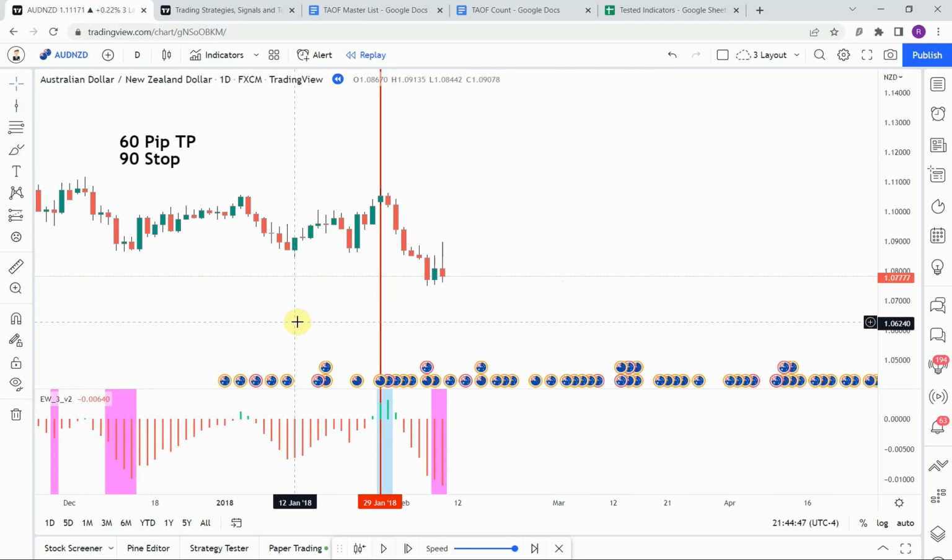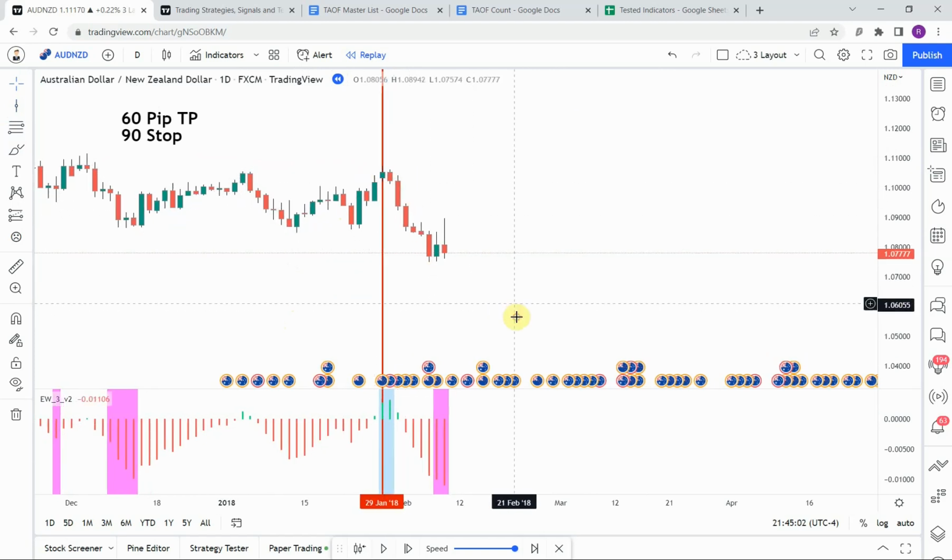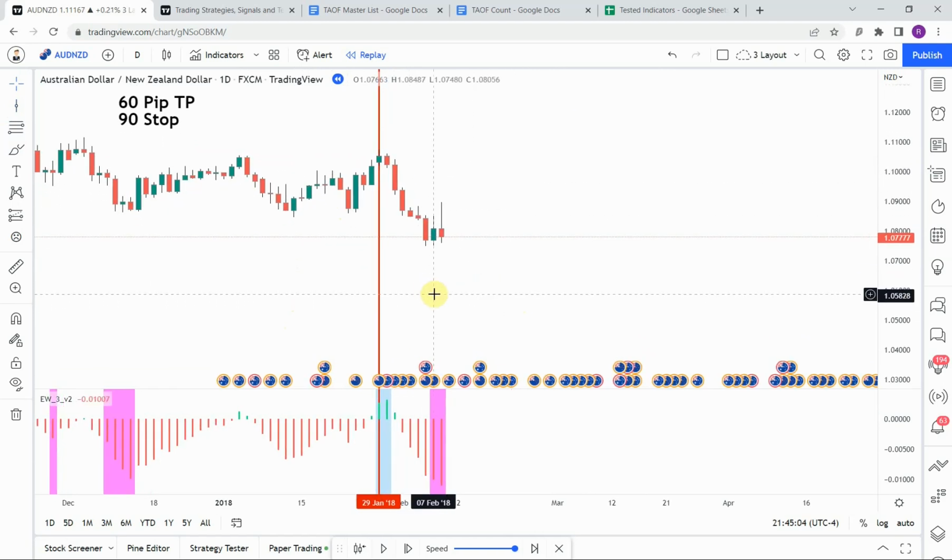All right, so the first signal that we get is a long signal. You can see we get that light blue coloration to the background, and it's right as we are nearing the end of this push, right at the top of it, as price rolls over and makes a really strong push to the downside. That one does come down and stop us out, unfortunately.